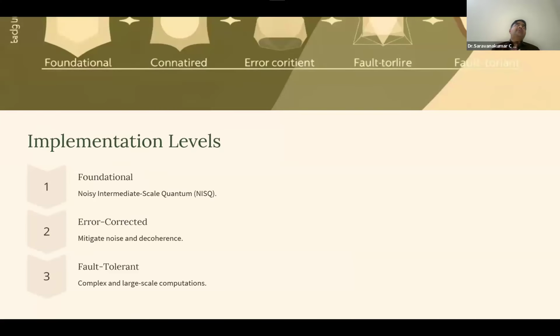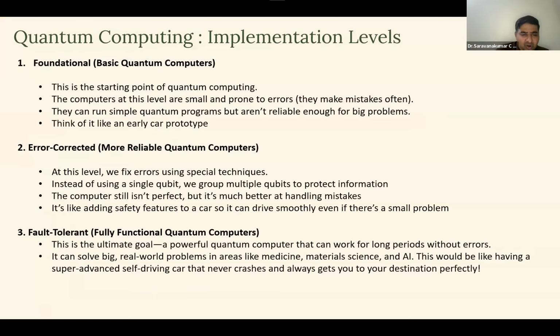Implementation levels: what they are, before we discuss different applications and how they are getting implemented. There are three categories of implementation, because we have a mixed population in the audience, and some people might be in the embedded world. On the hardware side, we have different implementation levels for quantum: foundational level, error corrected, and fault tolerant.